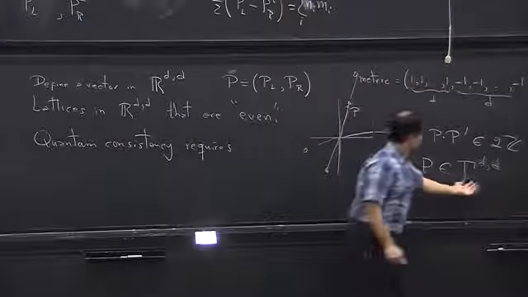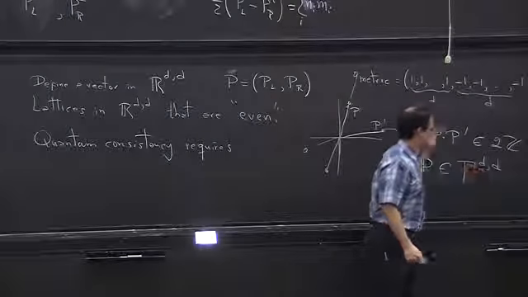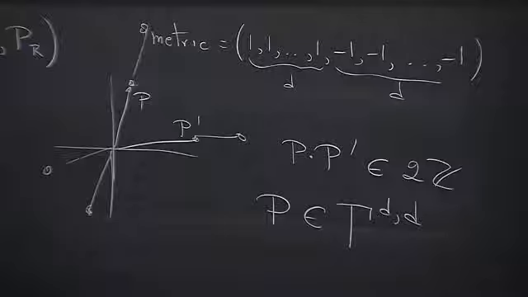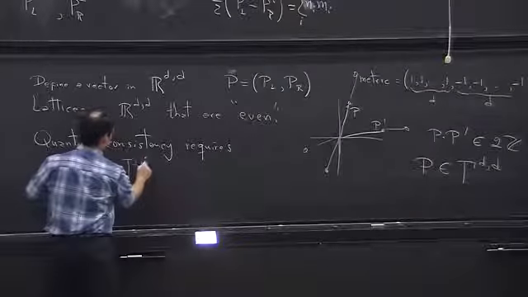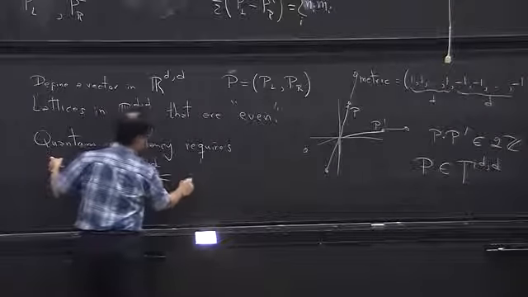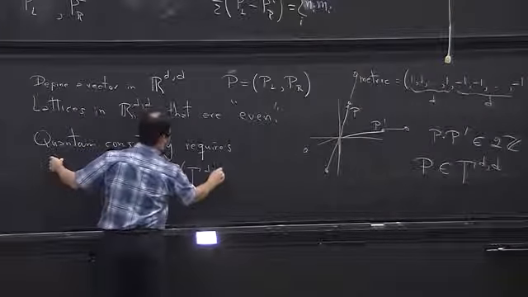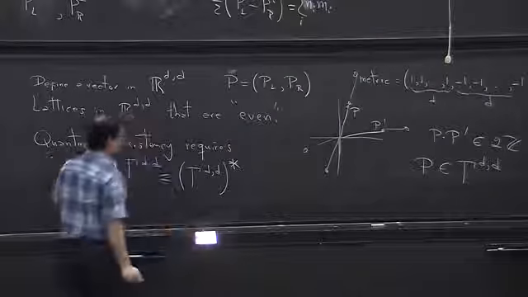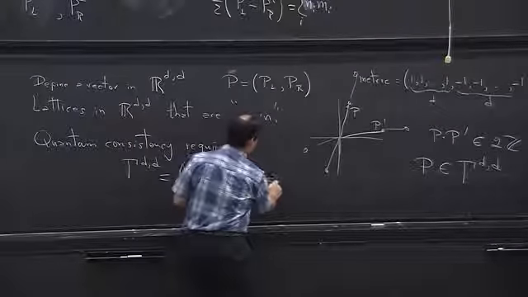I'm going to call it gamma D,D, for obvious reasons. It's a lattice in D,D dimensions. So we already know that it has to be an even lattice, but quantum consistency requires gamma to be equal to its dual. So it has to be self-dual.